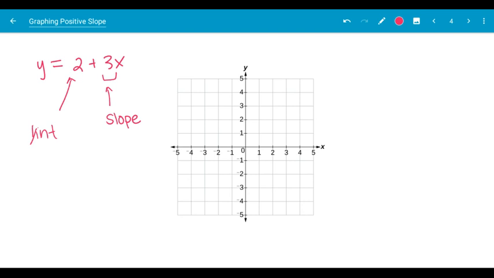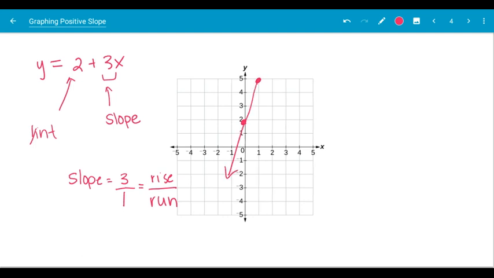Okay, so we can go to your y-axis, plot your y-intercept, which is at 2. Your slope is 3, which can be written as 3 over 1. Your slope is rise over run. So from this point we already plotted, we're going to go up 3. So 1, 2, 3, and right 1. Connect your 2 points, and you have it graphed. And that is how you can graph lines with a positive slope.